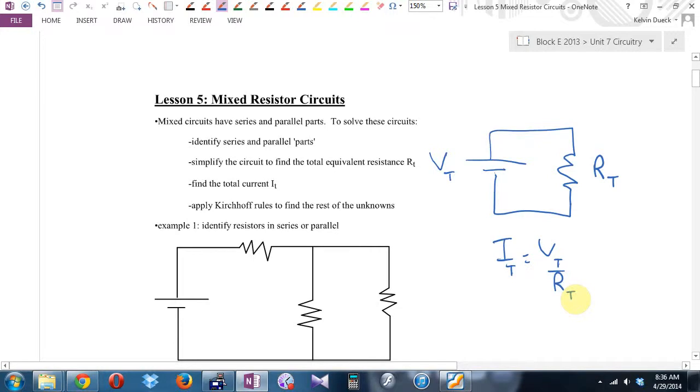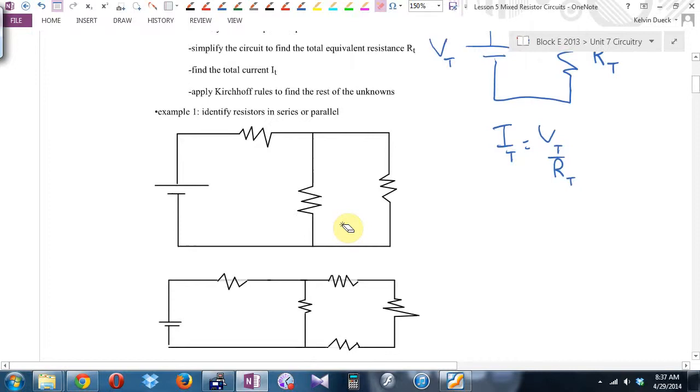So our strategy is, first of all, make sure you can tell the difference between series and parallel. Simplify it to its simplest form. You may redraw the circuit, or you may just write the R total somewhere. Find total current, use Kirchhoff's laws. It says identify resistors in series or parallel. Let's call this R1, R2, R3.